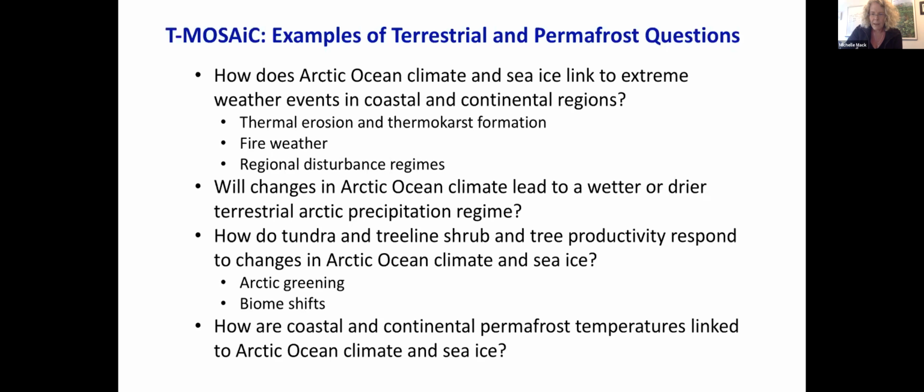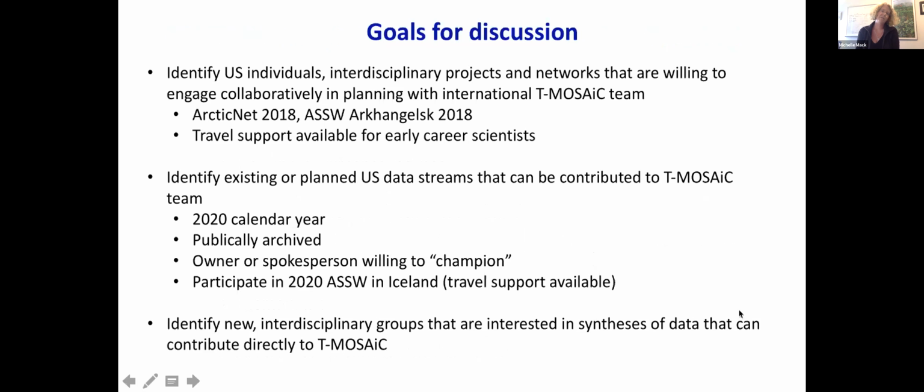Okay, so I'm going to briefly go over the goals that I have for our discussion here and the information that I would like to collect from this webinar. And there's sort of three levels of goals. The first is that we'd like to identify some more US individuals or interdisciplinary projects or even networks, people that are willing to engage collaboratively in planning with the International T-MOSAIC team. So we've had Taneil so far representing the US, but other than Vladimir and I attending some of the discussions, we haven't had a lot of US involvement. So if there are people out there that are excited about this, that would like to participate, I think it would be awesome to have more US representation.